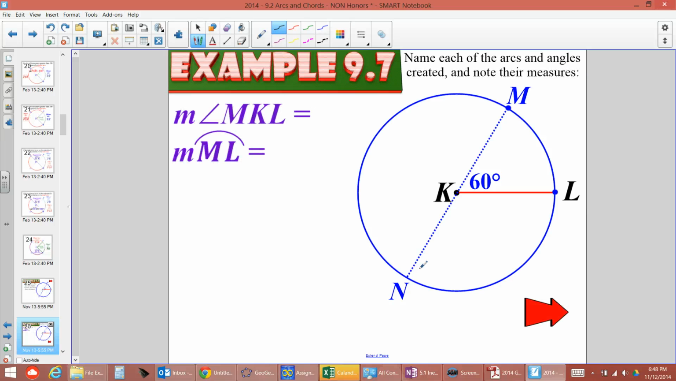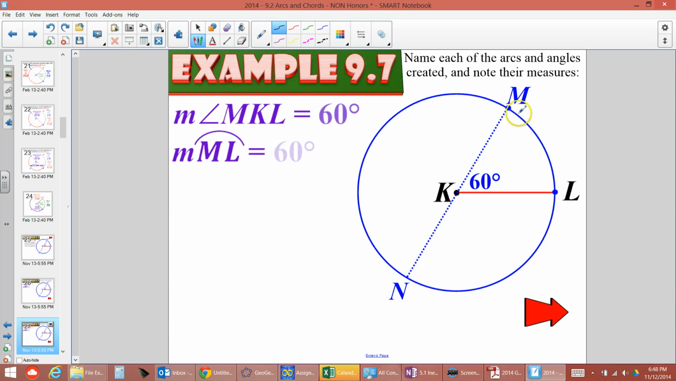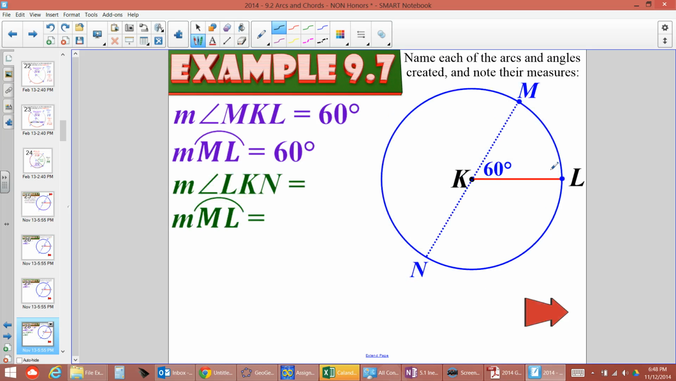First one, it says MKL. Well, MKL is 60 degrees and ML is the arc. And that is also 60 degrees because it measures the same as the central angle.